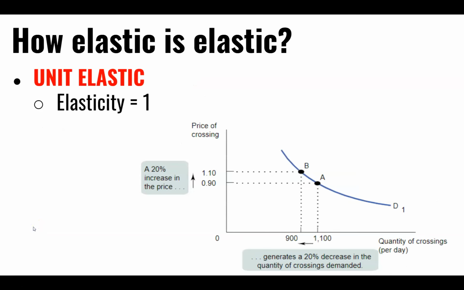There is one other special elasticity, and that is unit elastic. At the unit elastic portion of the demand curve, elasticity is equal to 1. That is, the change in price and the change in quantity demanded are equal in percentage terms. So that unit elastic portion is sort of a special spot on the demand curve.